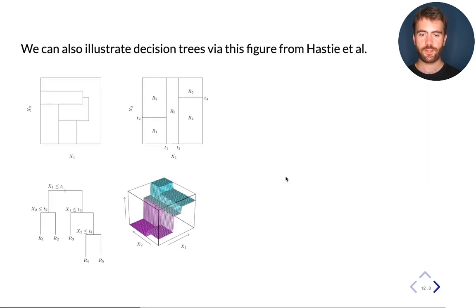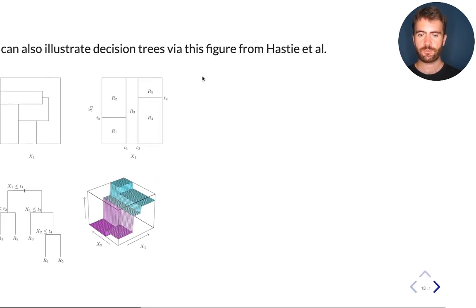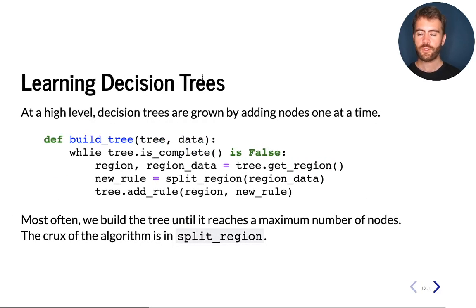And we can also visualize these regions as follows in 2 dimensions. Here we had an example with a decision tree of this form, and it partitions the space as follows. So how do we learn these decision trees from data?